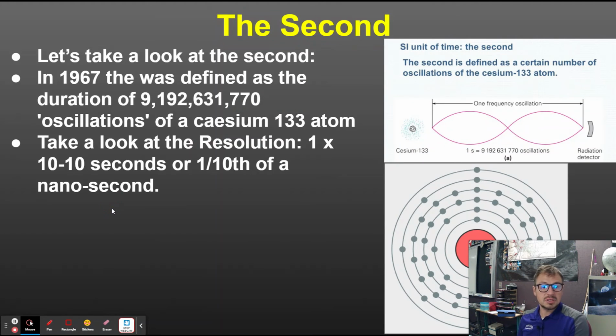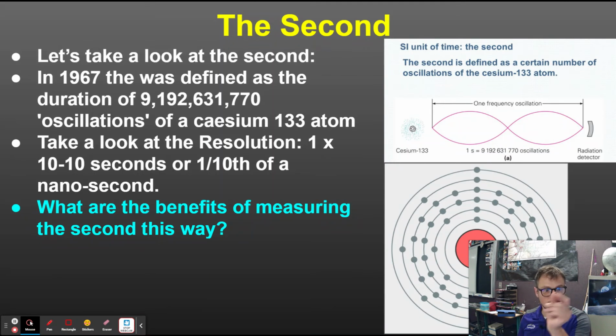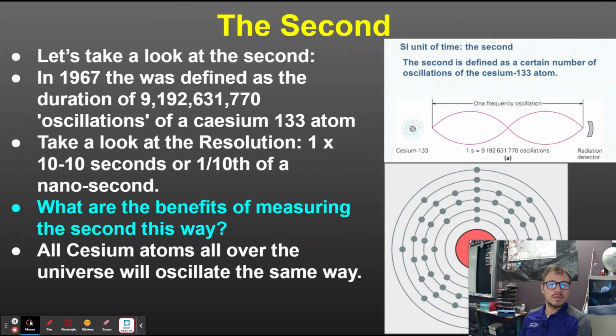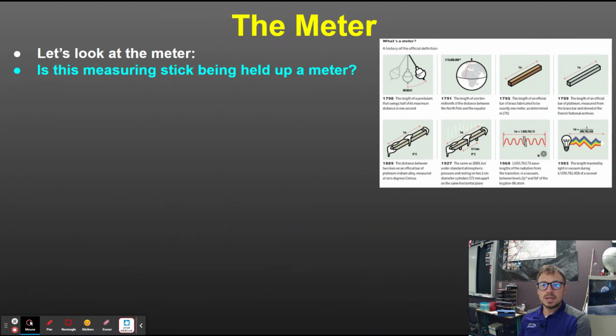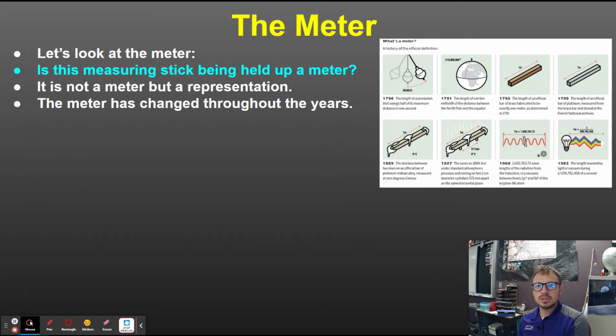Now that would give us a very large resolution, or a small resolution of a second. Now, what are the benefits of measuring the second this way? Well, all cesium atoms all over the universe will oscillate the same way. It's based on something universal. So same thing with the meter. If you hold up a meter stick, that's just going to be a good representation.